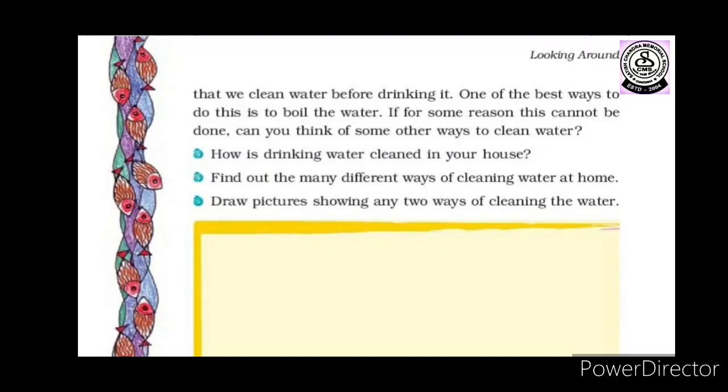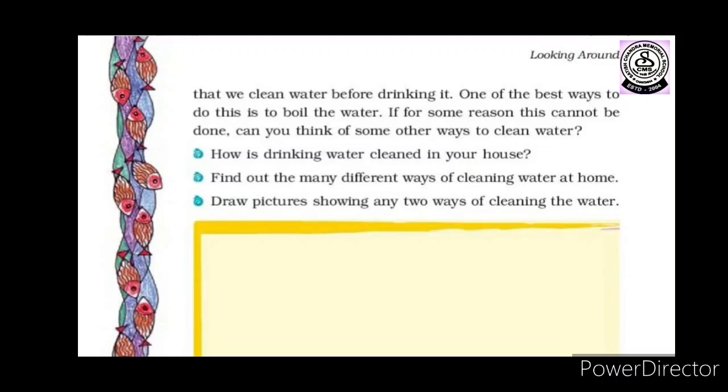How is drinking water cleaned in your house? In your house, how are you cleaning the drinking water? I hope you are not drinking the water directly from any tap or from any well. Before that, we are purifying it, we are filtering the water, or taking other processes to filter. So what are the other ways we are taking to clean the water in our house?